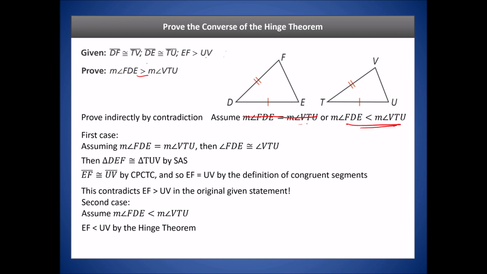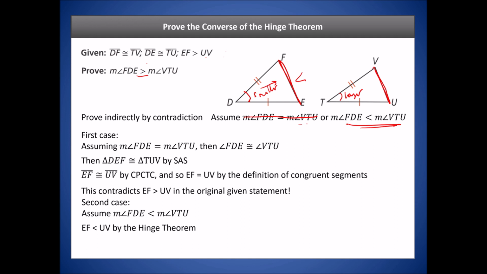And therefore, if that's the case, well, EF has to be less than UV by the Hinge theorem. Remember that we're trying to prove the converse of the Hinge theorem, but we already proved the regular Hinge theorem, so we can use that here. If this angle is smaller than this angle, and this one is larger, well, then by the Hinge theorem, that opposite side, FE, has to be smaller than VU, right?